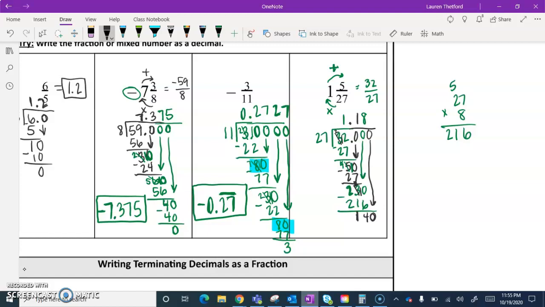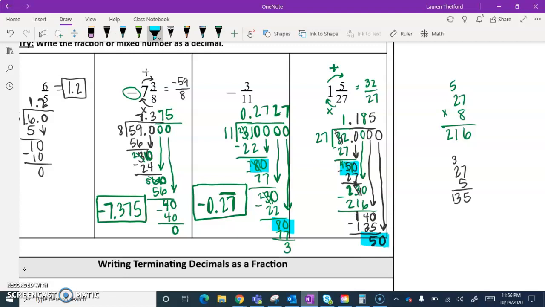27 goes into 140 5 times. And so 27 times 5, 7 times 5 is 35. And then 5 times 2 is 10, plus 3 is 13. So we have 135. When I subtract that, I get 5. And we've actually already had this part, so we bring this down. And we get 50 again, and we already had a 50 up here. And now we have it again down here.